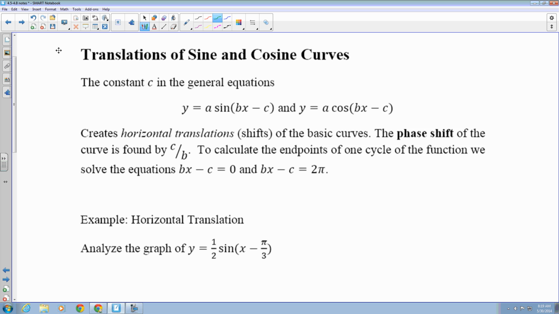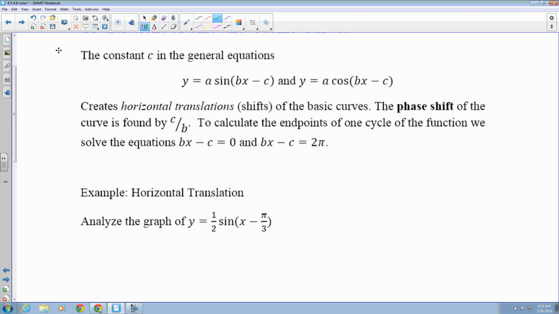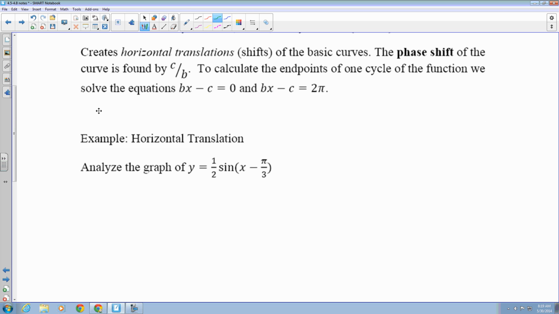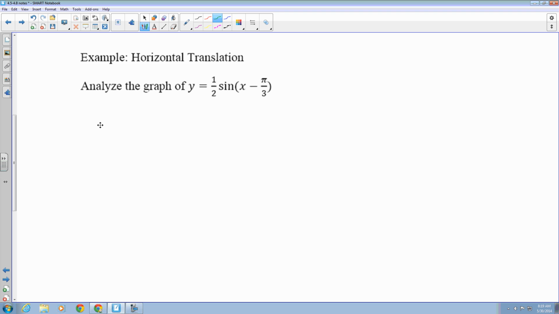So what you're going to have to do for sine and cosine when you have those horizontal shifts is take whatever is inside the parentheses and set it equal to 0 and 2 pi, and that will give you the starting and ending point of one cycle. That's going to help you set up the whole 5 key points. All right, so first we're going to analyze. We're not going to graph. Analyzing meaning finding the 5 key points.